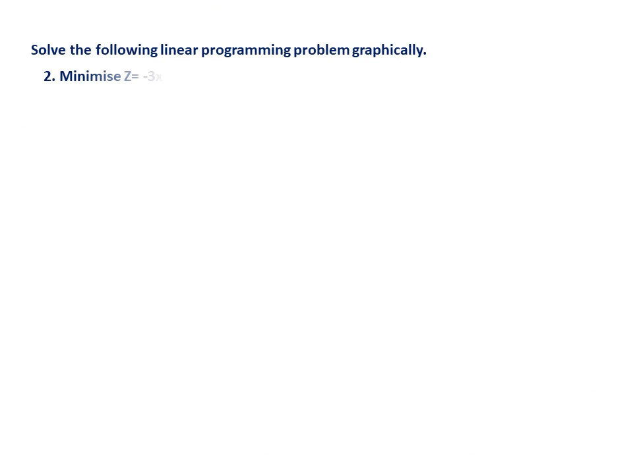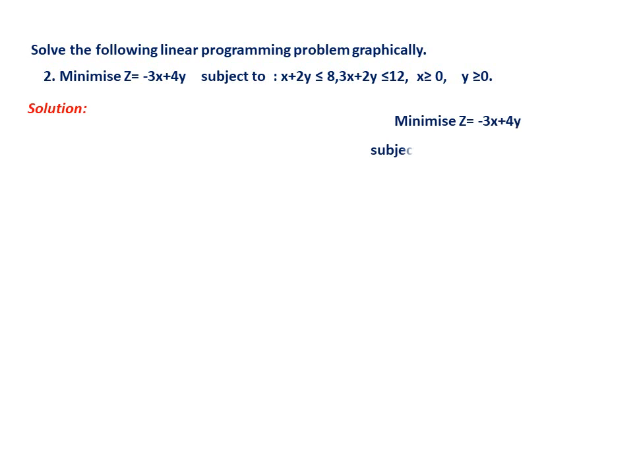Next, solve the following. This is the second question. See here, minimize. See, either it is maximize or minimize. Minimize z equal to minus 3x plus 4y subject to first constraint x plus 2y less than or equal to 8. Second constraint 3x plus 2y less than or equal to 12. X is more than or equal to 0. Y is more than or equal to 0. Therefore, the solution should be like this. So first you have to write the given LPP like this.